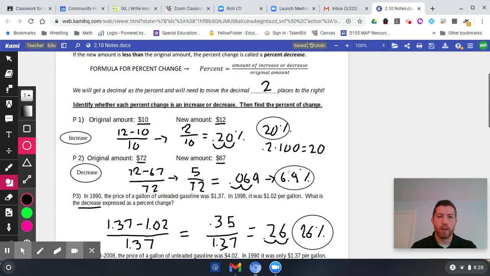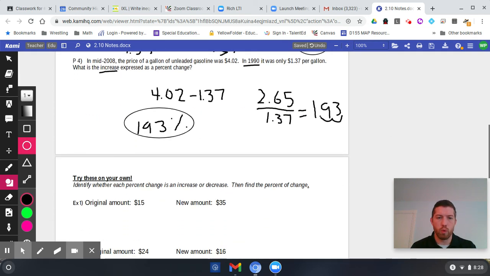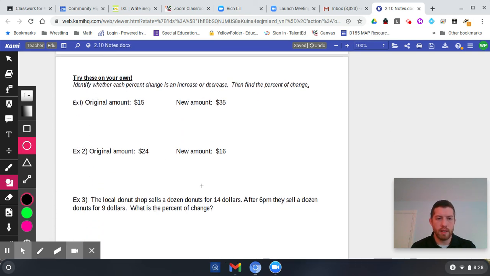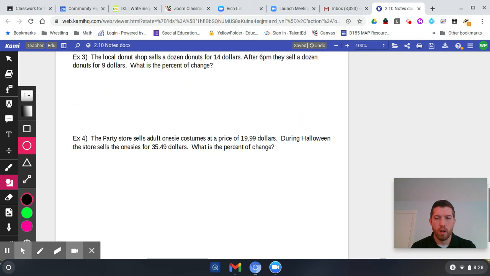Okay. So, guys, use these as examples. We're just working with money here, and you guys are going to try these ones down here on your own.